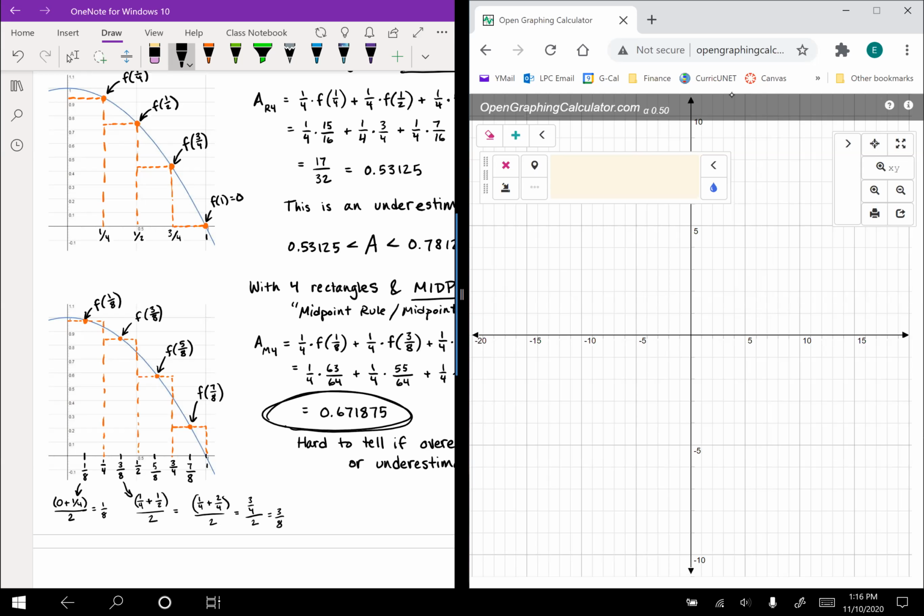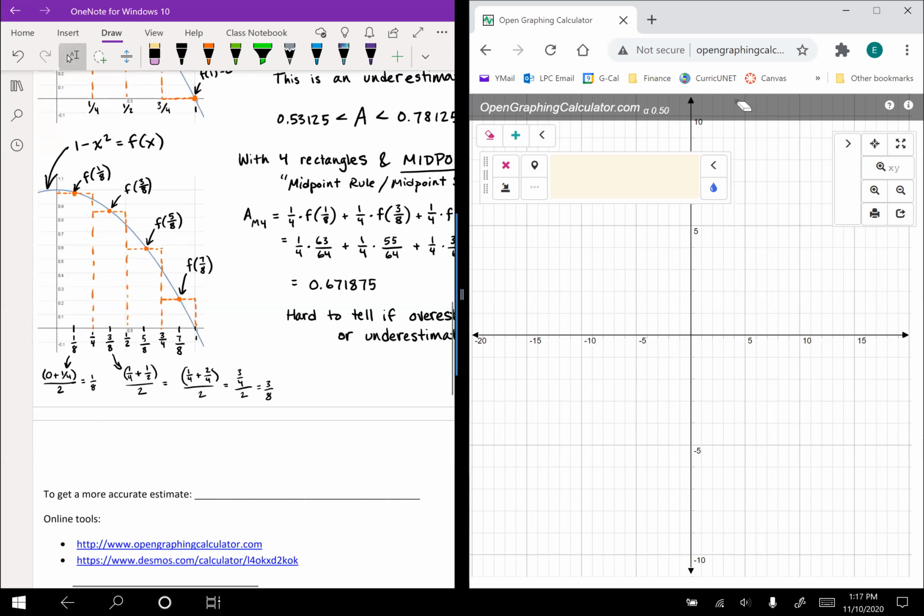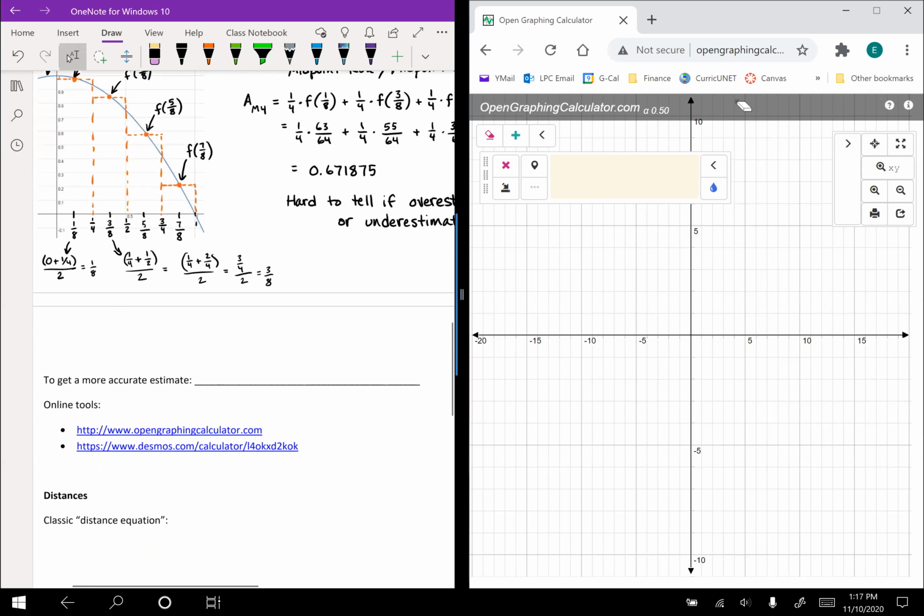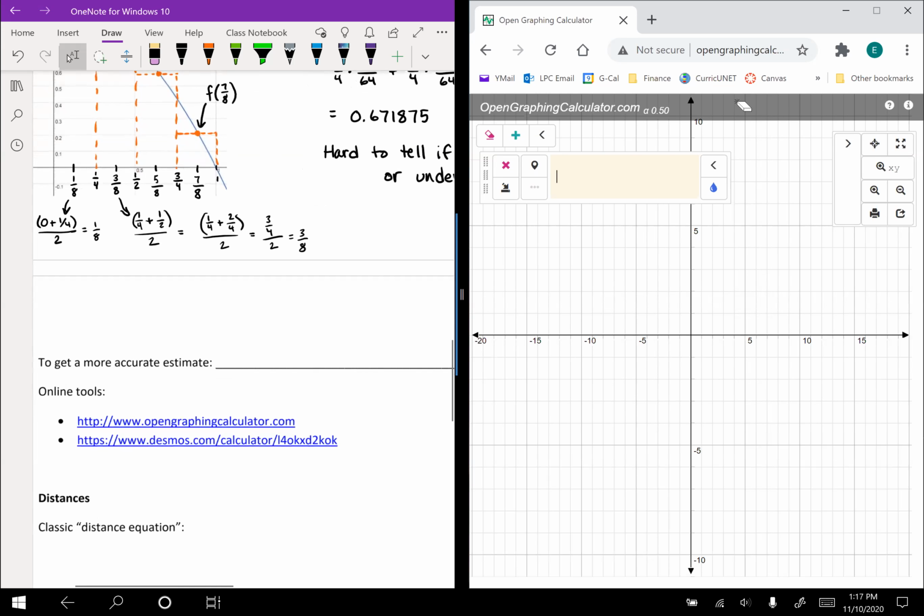We were estimating the area under f of x equals 1 minus x squared, from x equals 0 to x equals 1. We were estimating so far that that area was approximately 0.671875 square units. That's the best we could get for right now. But if you want to know the actual area underneath that curve, that's basically what we're going to be doing over the course of the next couple sections. So for this section, we really are just focusing on getting the most accurate estimates we can right now.